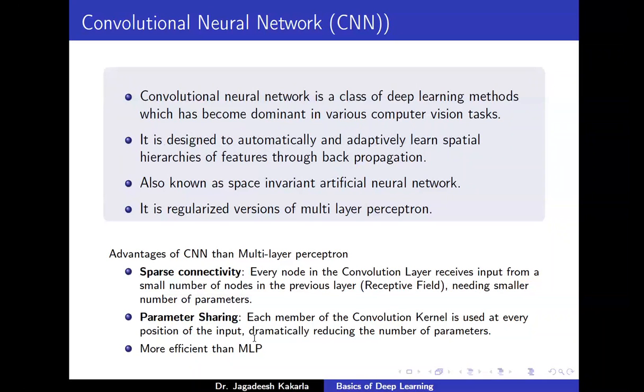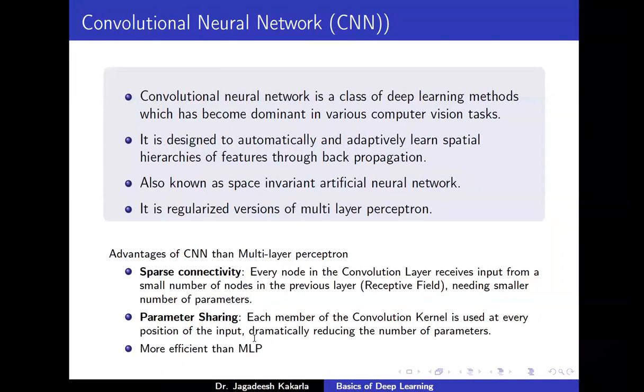So now let me discuss. I think everyone knows about the CNN. In short we call it CNN, which is a convolutional neural network. The basic and important operation here is the convolution. Is it clear? It is a class of deep learning methods which has become dominant in various computer vision tasks. It is designed to automatically learn spatial hierarchies of features through backpropagation. That is what we have discussed also, we need to update the weights with respect to the loss with respect to the weight. It is also known as a space invariant artificial neural network. It is a regularized version of multi-layer perceptron.